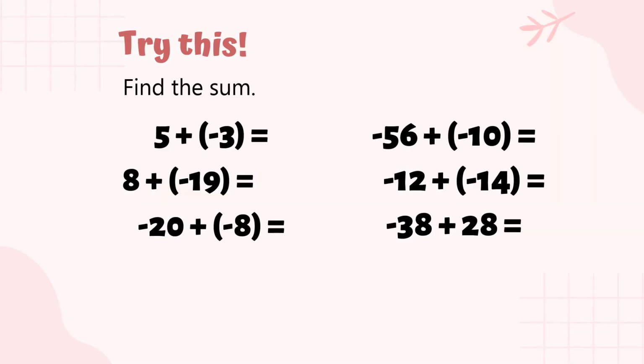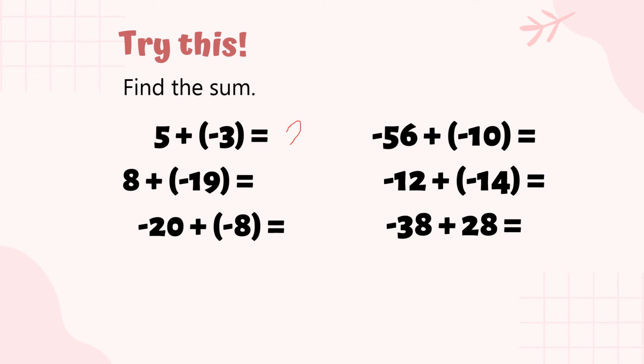So, you can try this. Find the sum. So, you can try it on your own, if you can still remember the rules of addition. 5 plus -3, 8 plus -19, -20 plus -8, -56 plus -10, -12 plus -14, -38 plus +28. So let's try. What is 5 plus -3?